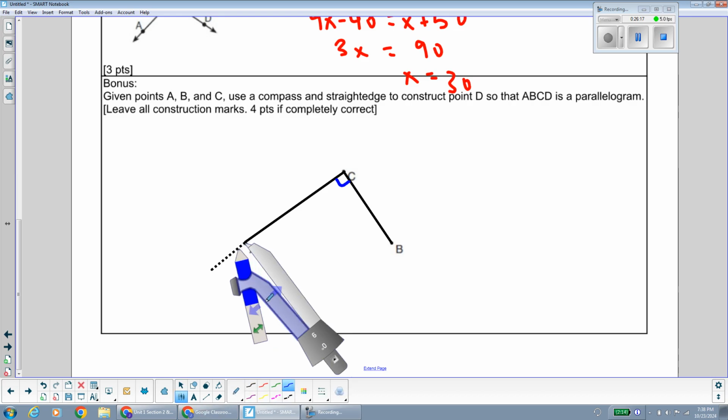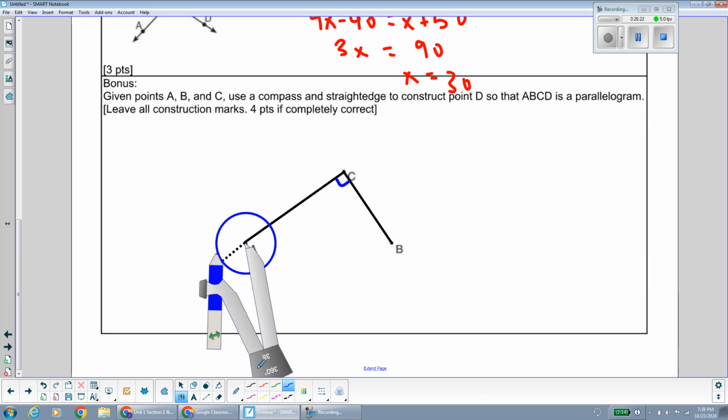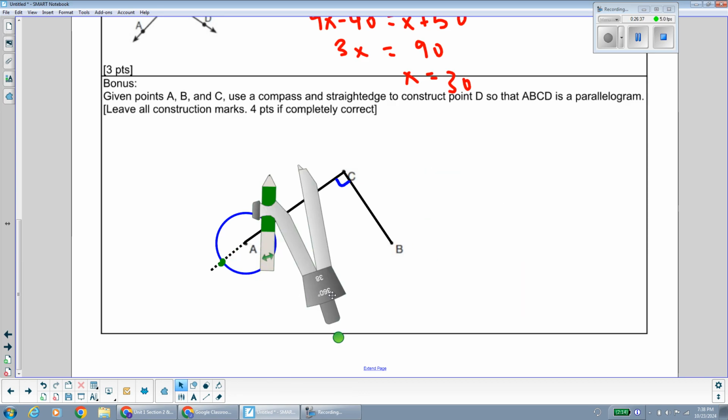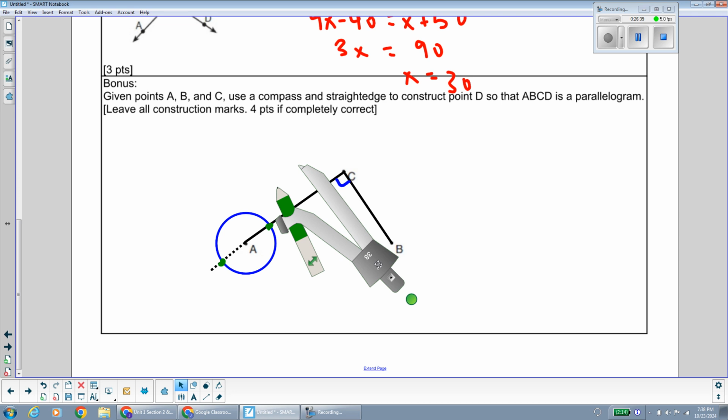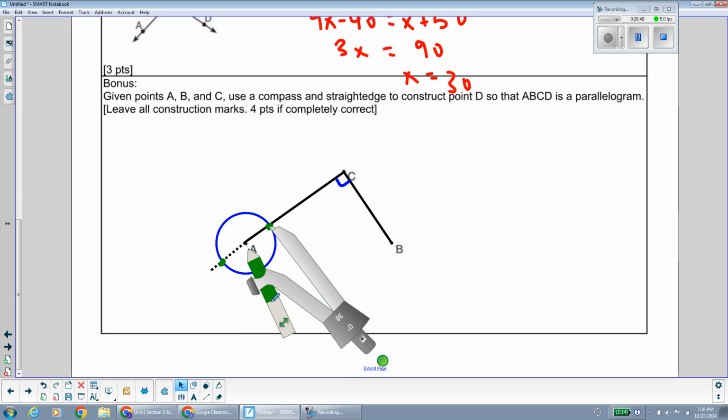So what I want to do is make an arc or a circle. And it doesn't matter the distance. The only rule here is that you need to make sure it intersects the line in two spots. And that's why I extended the line, so I can see that intersection point on the left. So now I'm going to go over to one of those intersection points. And I'm going to do my best as accurately as possible, even though this is not very accurate on here.